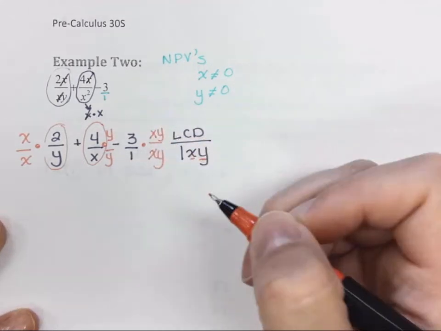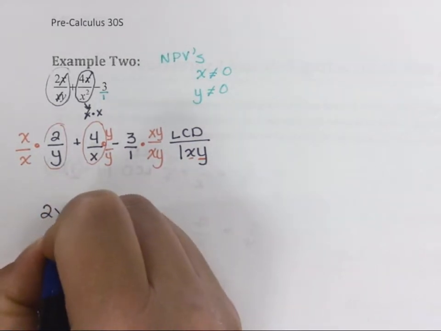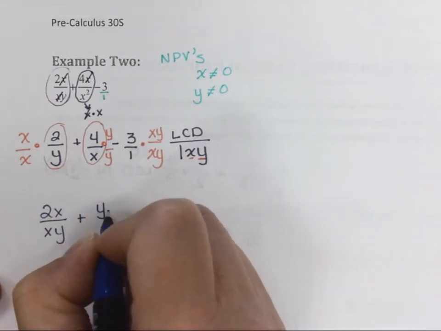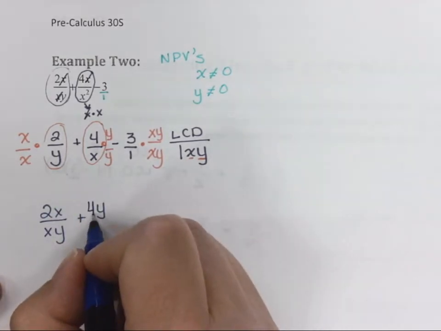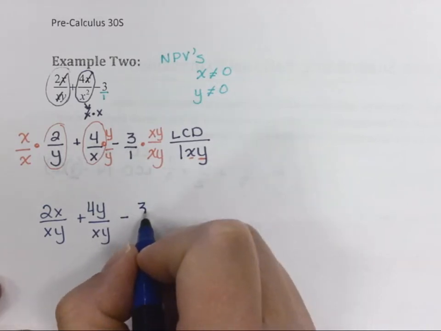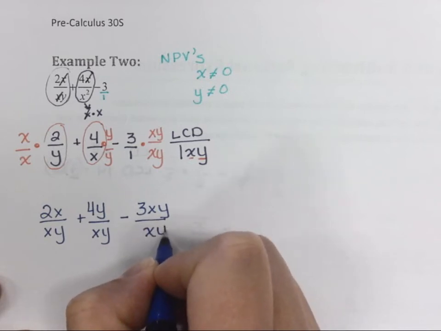Okay, so you getting the hang of this? Like it's a little bit, maybe? All right. So I have 2x over xy plus 4y over xy minus 3xy over xy.